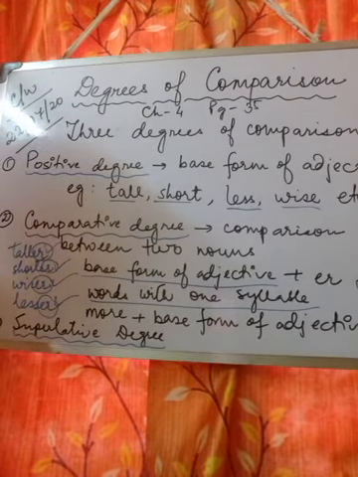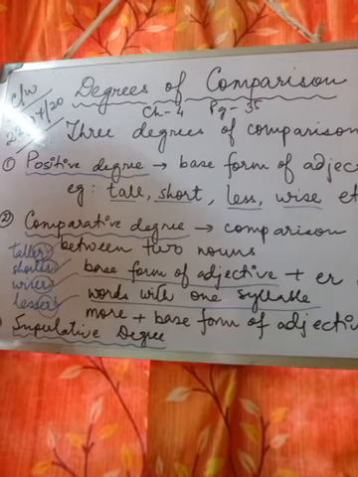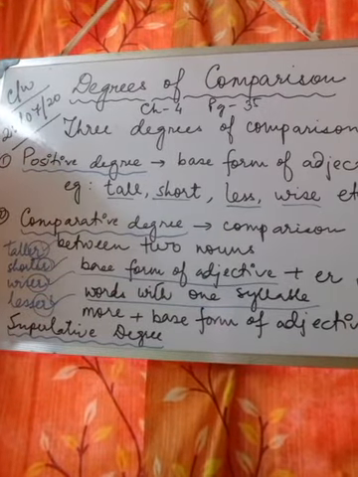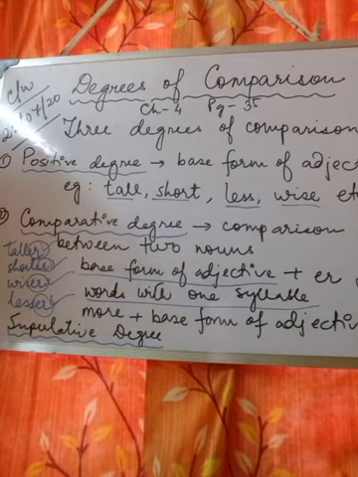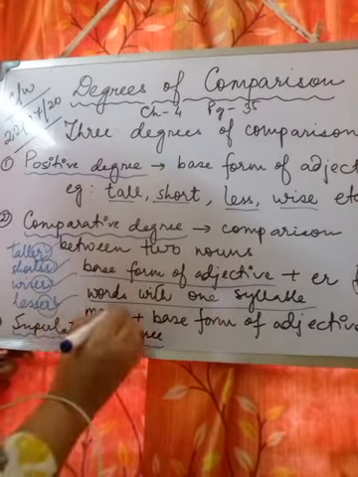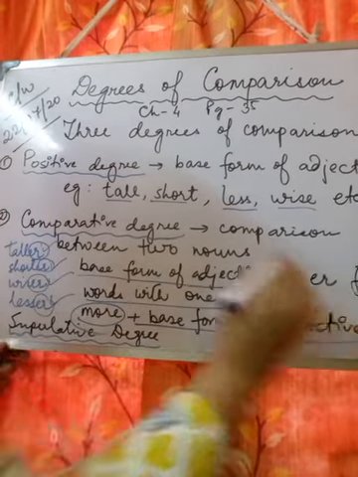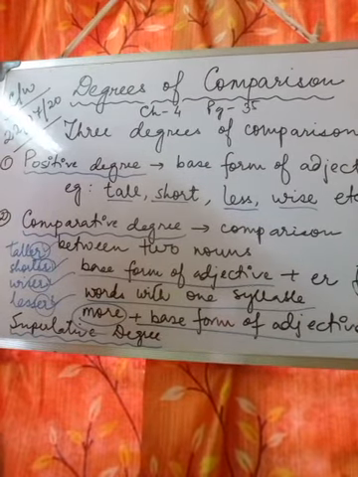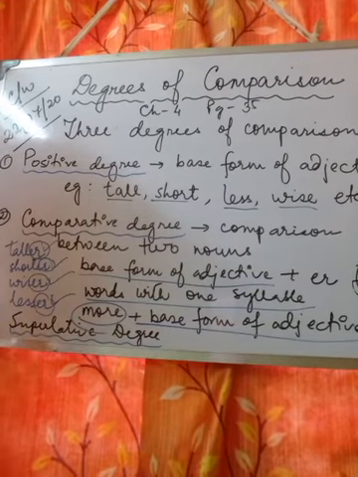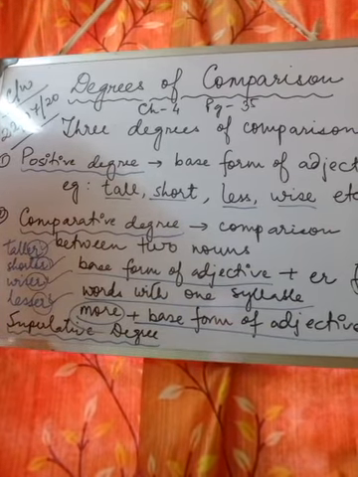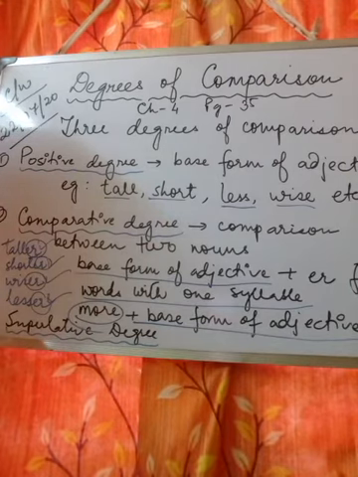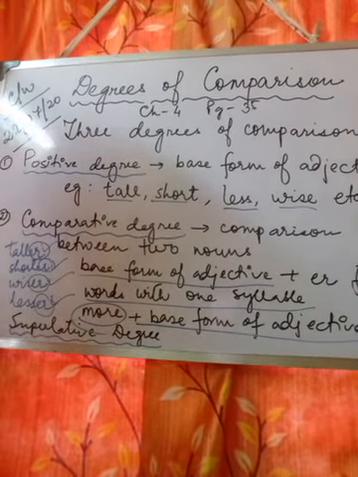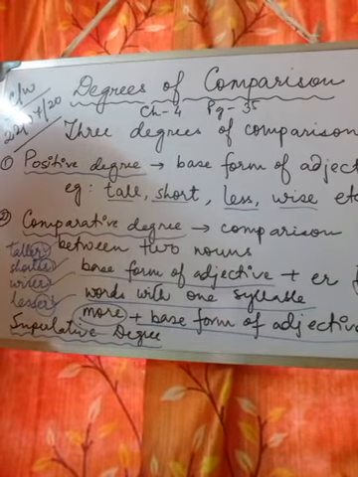Now words which have more than one syllable, say words like beautiful, intelligent. In these words where we find more than one syllable, we add more to the base form of the adjective. So the comparative degree of the adjective beautiful is more beautiful. The comparative degree of the adjective intelligent is more intelligent. I hope this is clear till here.